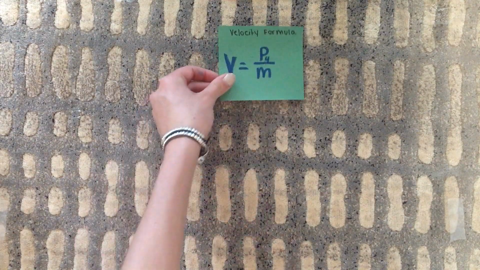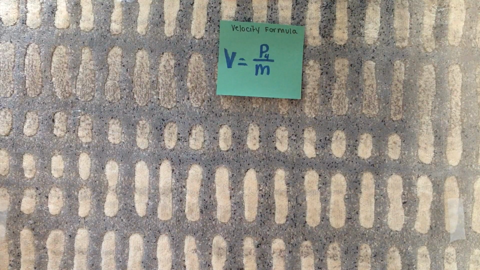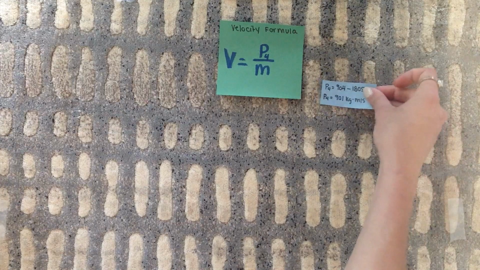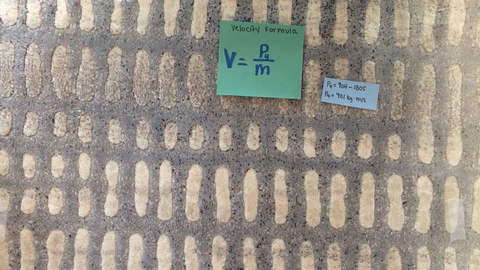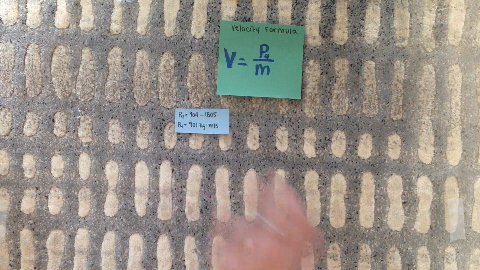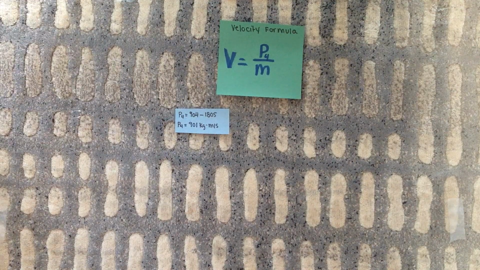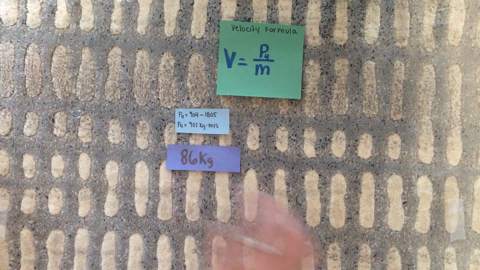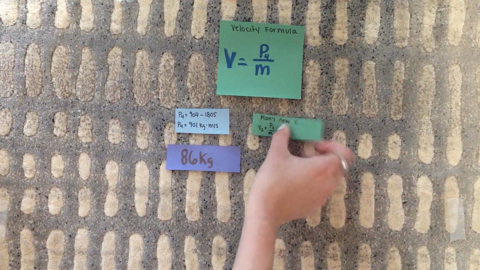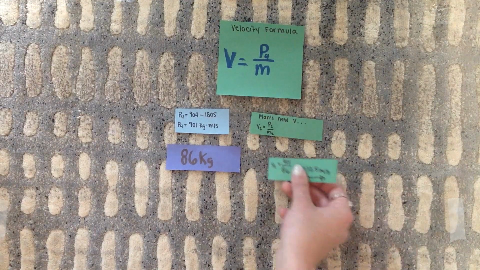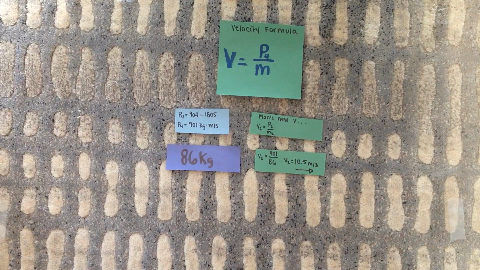We can now find the velocity of the man, as we just found his momentum after the collision, which was P4, I will remind you. So we can find his new velocity with the formula V equals P over M. So we'll take his momentum and we will divide it by his mass. So we get his new velocity of 10.5 meters per second.